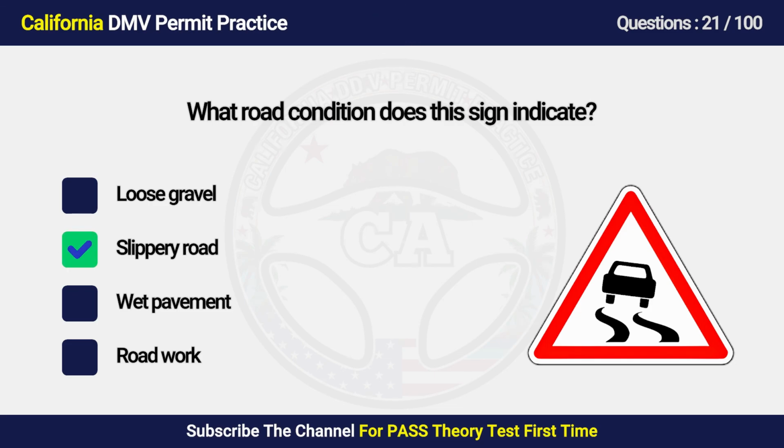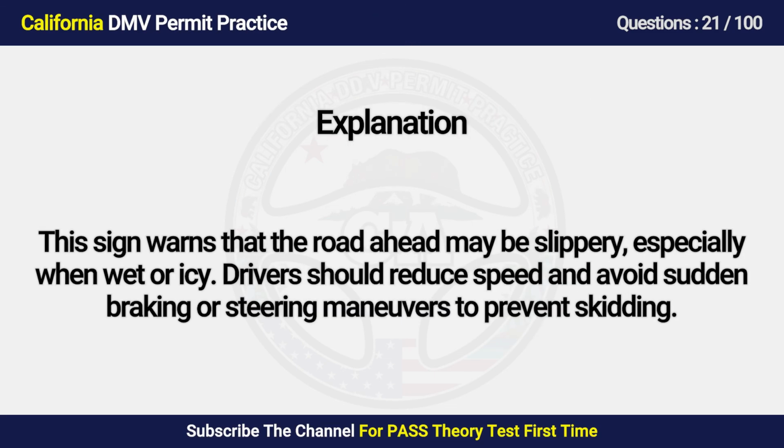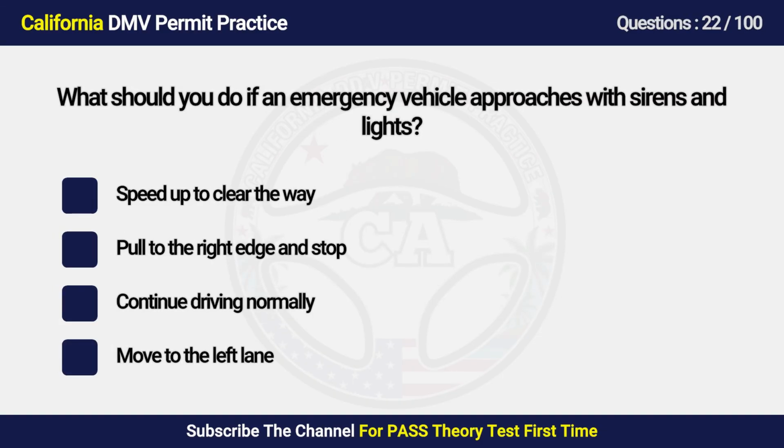Answer is B. Slippery road. This sign warns that the road ahead may be slippery, especially when wet or icy. Drivers should reduce speed and avoid sudden braking or steering maneuvers to prevent skidding. Question 22. What should you do if an emergency vehicle approaches with sirens and lights? A. Speed up to clear the way. B. Pull to the right edge and stop. C. Continue driving normally. D. Move to the left lane.